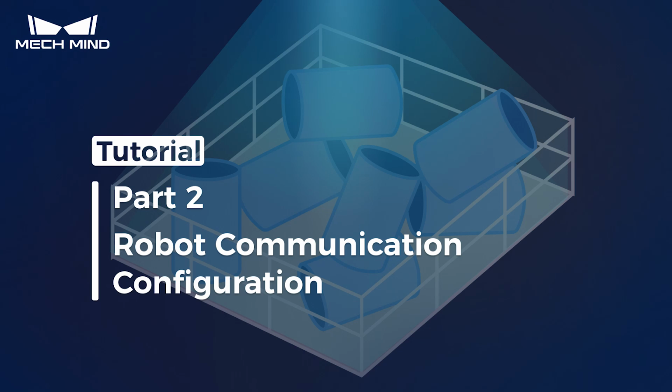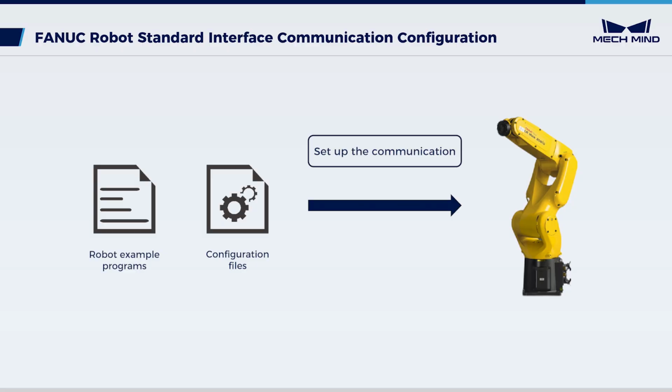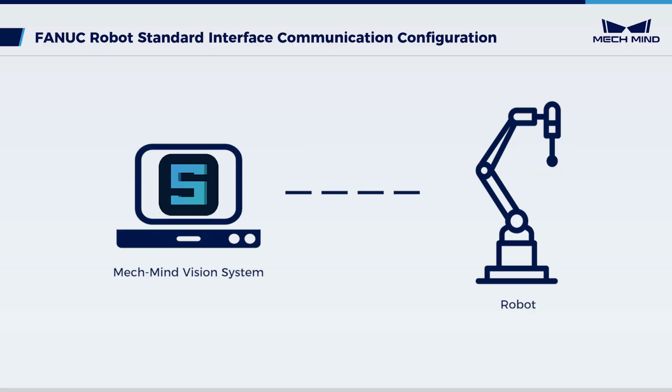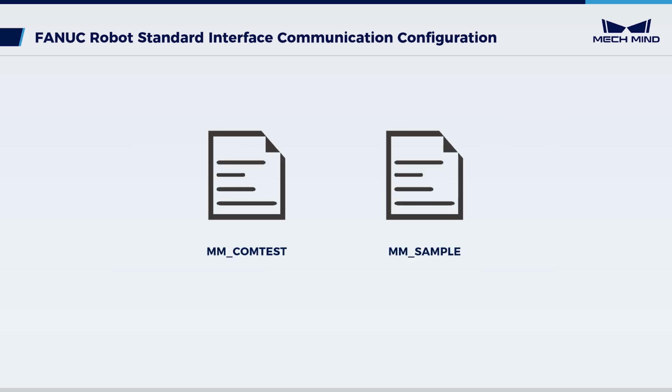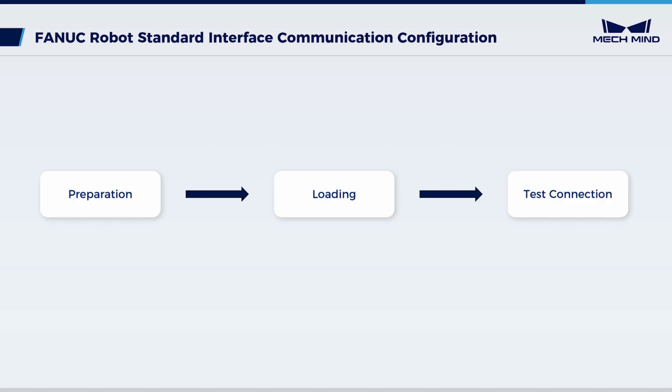This video introduces how to load the standard interface program files to a FANUC robot. Loading involves importing robot programs and configuration files into the robot system to establish communication between the vision system and the robot. We will load standard interface communication configuration files and robot example programs. These can assist us in deploying projects. Now, let's proceed with the detailed operational steps.